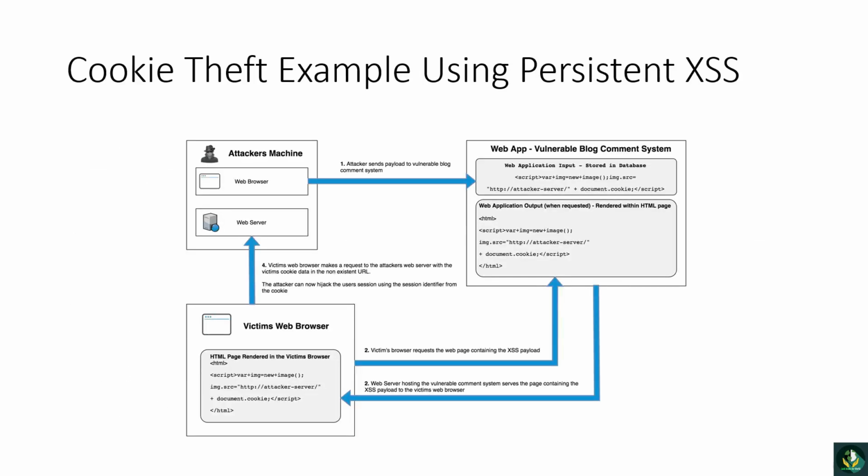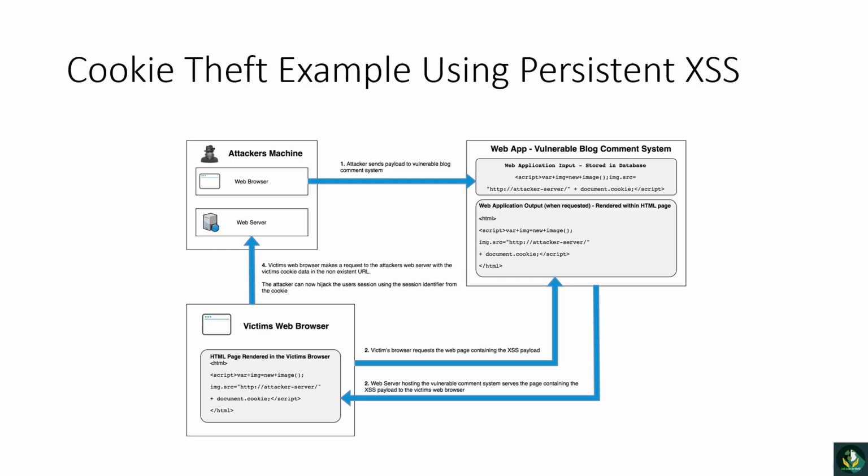Cookie theft. The following example uses a vulnerable block comment system to inject an XSS payload on a popular page often visited by victims. The following XSS payload attempts to load an image from the attacker server with the victim cookie data within the request URL. After a request for the image has taken place, the attacker can extract the victim session identifier from the web server log files. So let me explain the cookie theft situation.